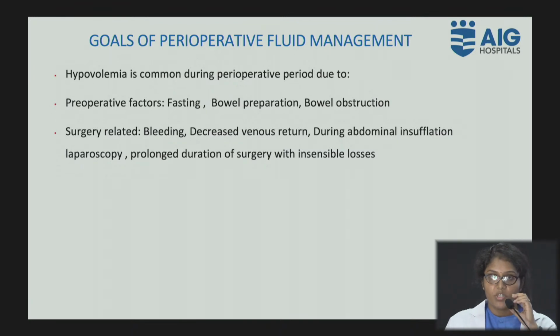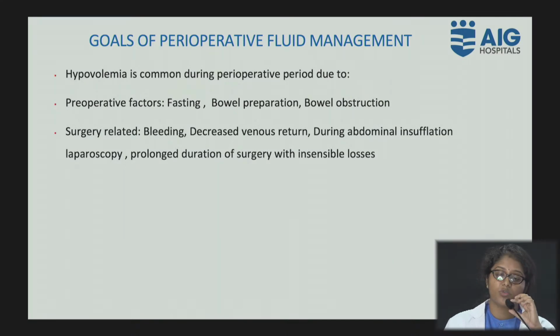So the goal of perioperative fluid management is to replace the volume lost, like in hypovolemia in the preoperative period. Hypovolemia is mostly common because of fasting, bowel preparation, bowel obstruction, and if there is any inflammatory pathology like pancreatitis, and this reduces the venous return. And if the duration of the surgery is prolonged, there can be more of the insensible losses.